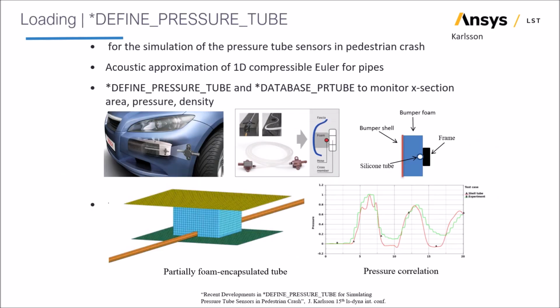This new feature models a type of sensor used in car bumpers to detect pedestrian impact. The pressure in a sealed tube will increase when its volume gets reduced by an impacting object, and this new feature also models the pressure wave effects that occur in the tube when the load is applied suddenly.